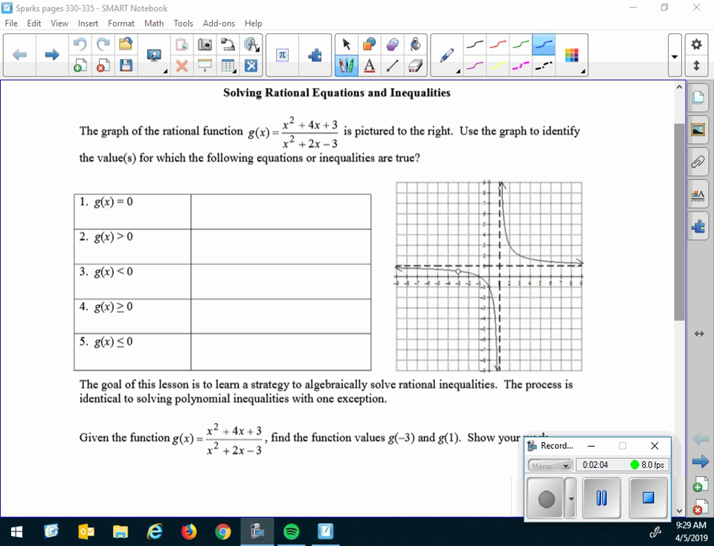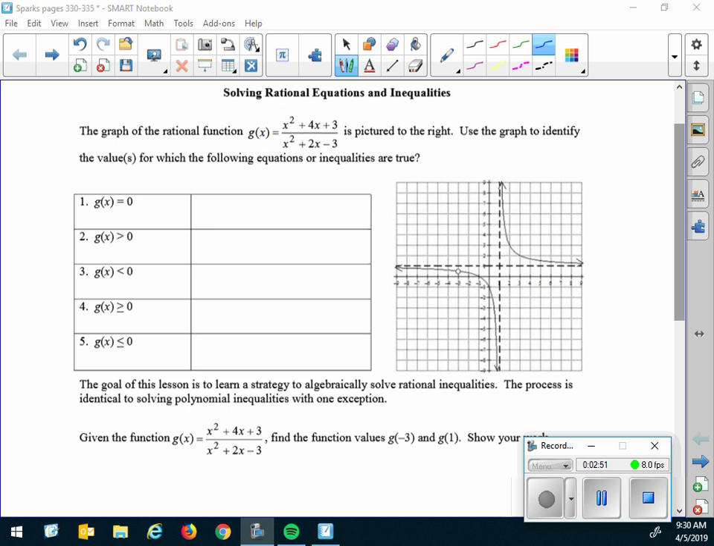Here's what you learned in Algebra 2 and Pre-Cal on how to find a horizontal asymptote. What's the degree of the numerator? 2. What's the degree of the denominator? 2. If the degrees are the same, then you take the coefficients of the term with the highest degree. So that's a 1 and that's a 1. So it's 1 over 1, which is 1, so y equals 1 is your horizontal asymptote. Now, in calculus, you will learn the mathematics behind why that is true.